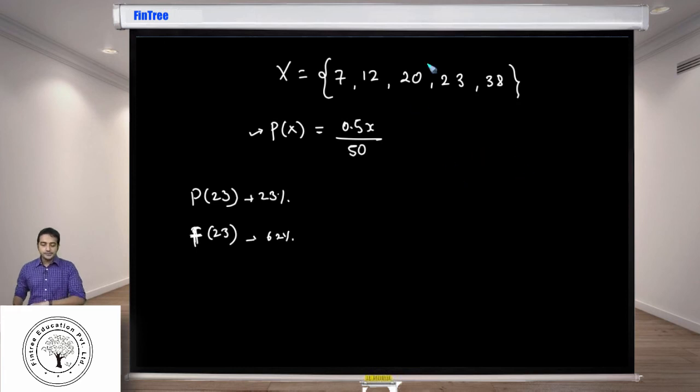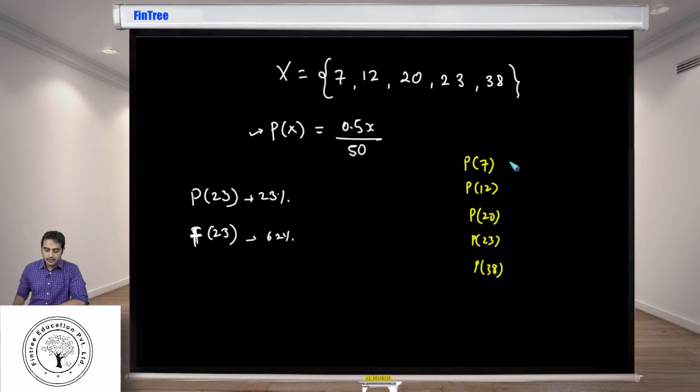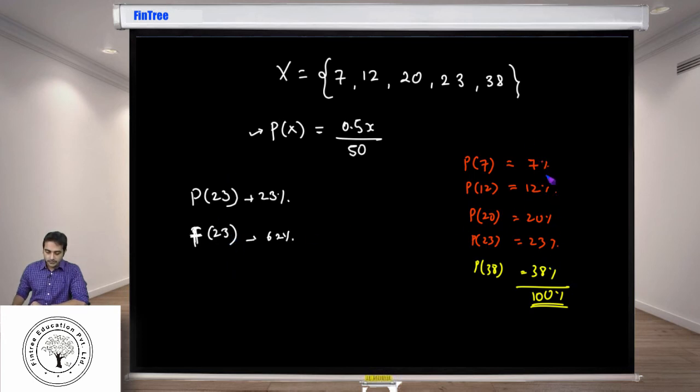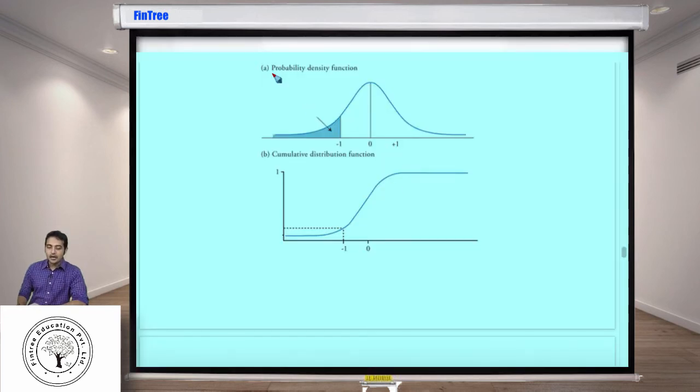So step number one, you might as well calculate the total of the probabilities of 7, 12, 20, 23 and 38. This will come out to be 100%. And then what would be the f of 23? So you take the total of these values up to 23, which would come out to be 62%. This is how these probability functions look.